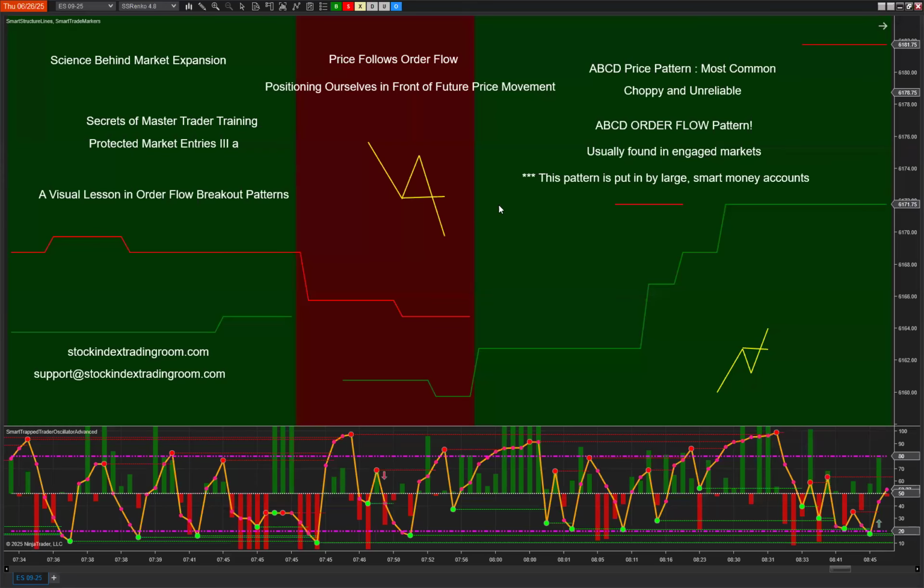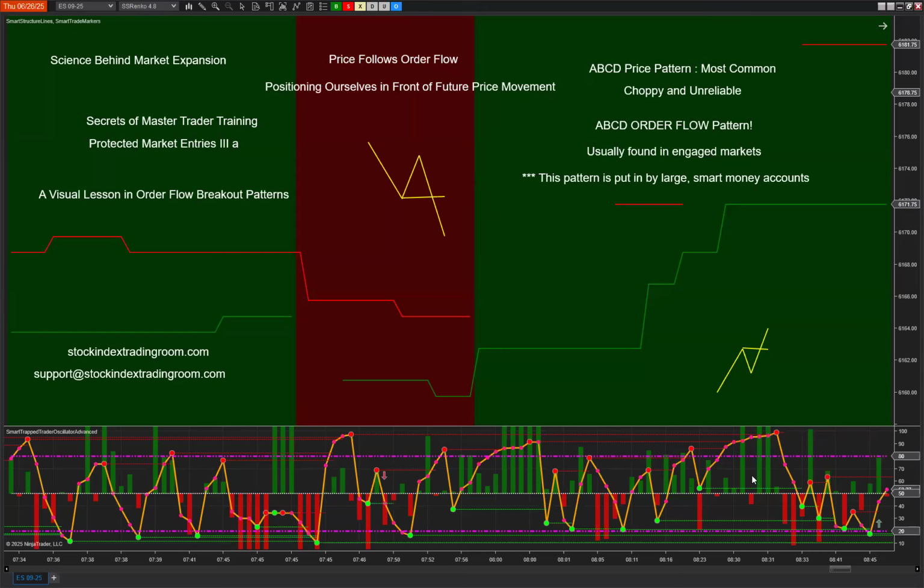This is the whole key to what we do in the stock index trading room. Price follows order flow. Period. There may be a rare occasion, a number comes out or some goofy something's going on, but for the reliable part of our trading, price is going to follow order flow. Okay. We're going to position ourselves in front of future price movement.